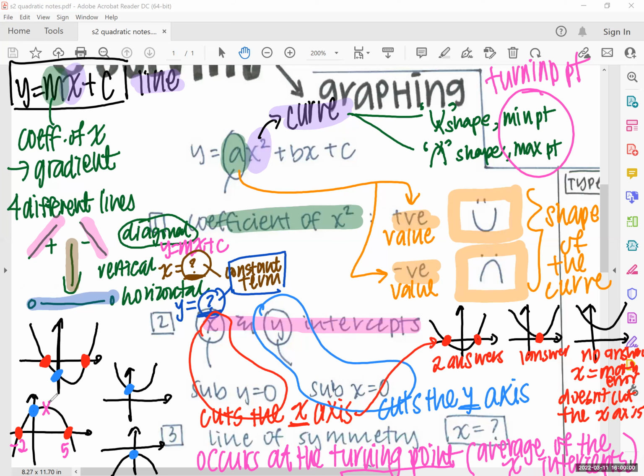Can you see this cross here? This is where the turning point is. It must be in dotted line. And then you must write down x is equal to 3 over 2. Okay? So always take note, guys. Can you see this line of symmetry here? It's always x equal to something. You always start with x, not y.